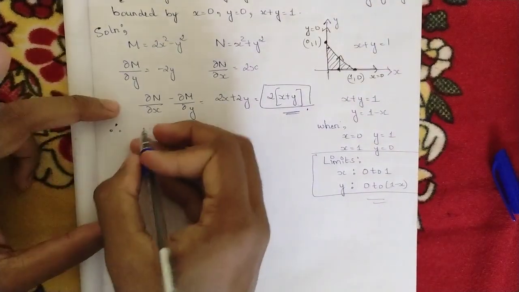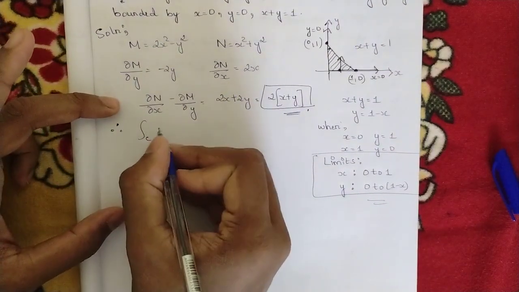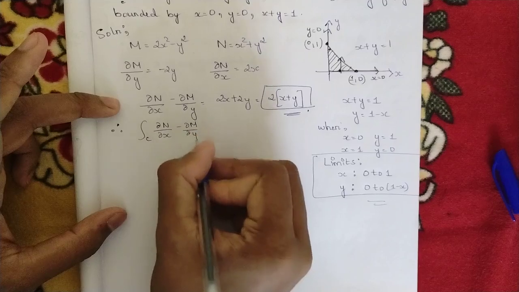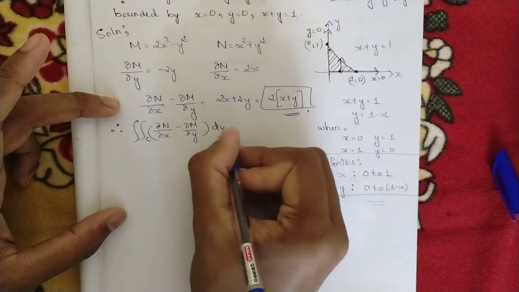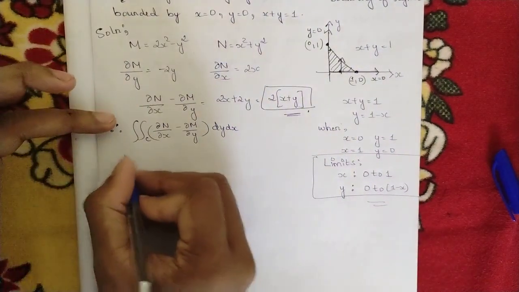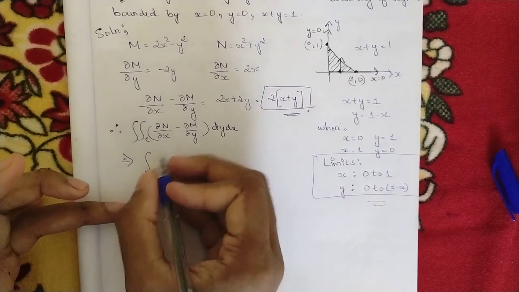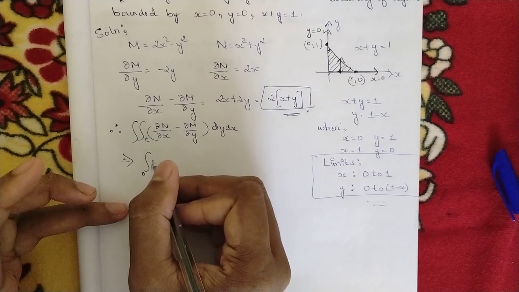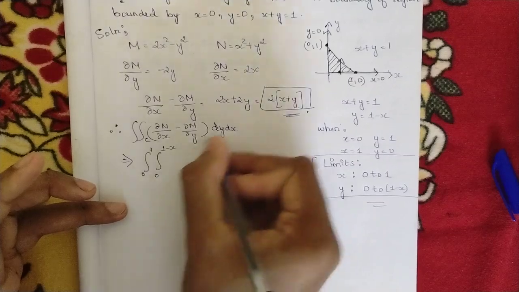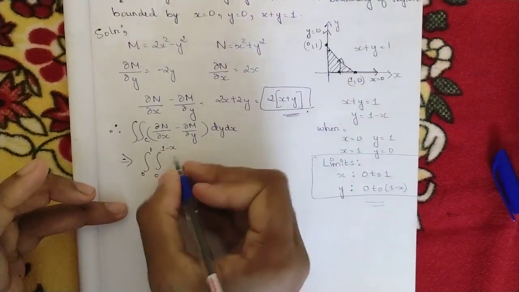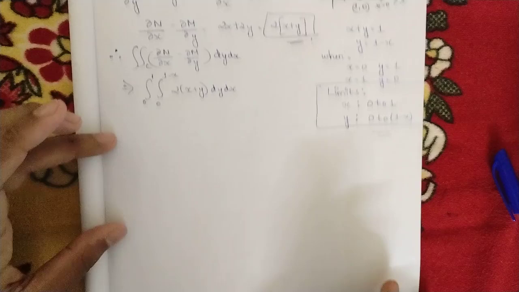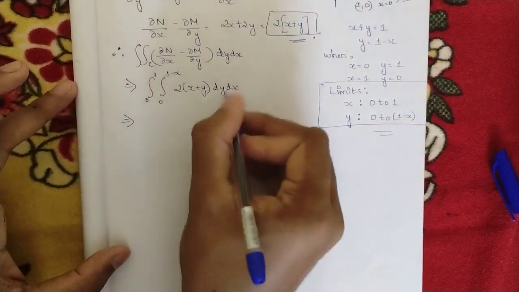Now the simple integration part, that is the double integral of (dou N by dou x minus dou M by dou y) dy dx. Solve for it. For the outer integral I put the limits of x, and for the inner integral the limits of y, 0 to 1 minus x. The value of the integrand is 2 into (x plus y), which I am writing here, dy dx. Now do the integration. First do the inner integration with respect to y.